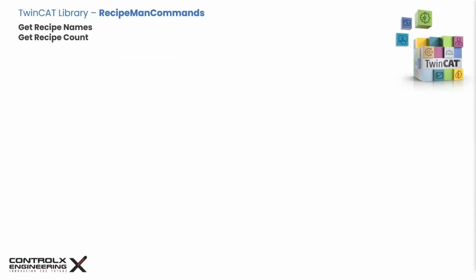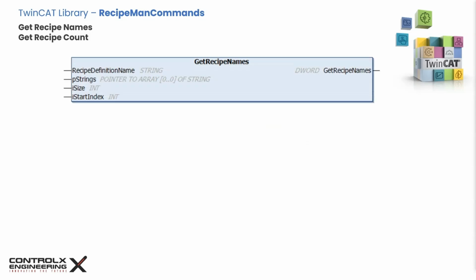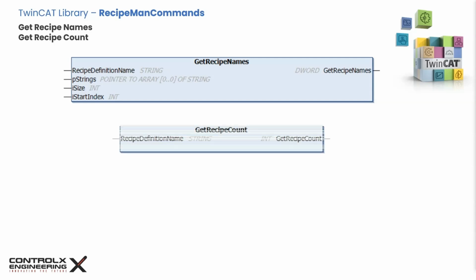Let's look at another two methods that we will be using in the hands-on portion of this tutorial. The first one is the get recipe names method. This method returns the recipe names in a recipe definition. To store the recipe names, we have to pass an array of string data type. This is done by using pointers, as we will see later. The other method is the get recipe count method. This one simply returns the number of recipe files stored for a given recipe definition.